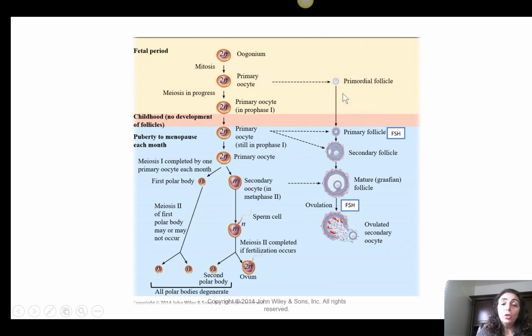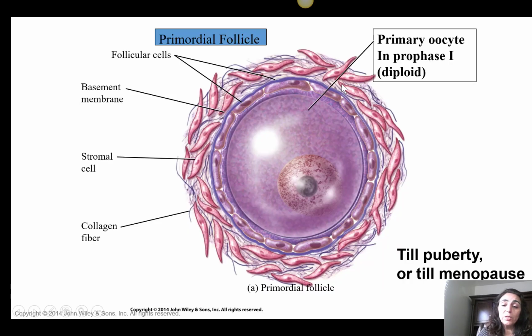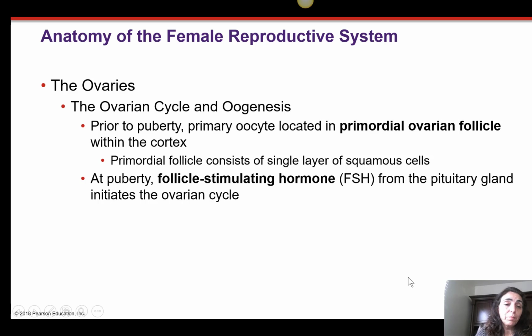So for that reason, to the end of life, there might be some primordial follicles that haven't been used and never get mature. That's the reason these primordial follicles might remain the same in the cortex of the ovary till menopause. And the ovarian cycle and oogenesis.